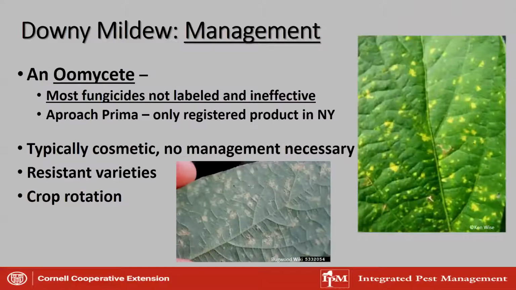The issue with downy mildew is that it's not a true fungus. So a lot of our foliar fungicides don't even work against this. This is considered an oomycete, also known as a water mold. So the only fungicide registered for this in New York is Approach Prima, and it has limited efficacy. But typically, we don't have enough pressure from this disease to warrant any actual applications of fungicides for management anyway. Certain cultivars have varying levels of resistance, and crop rotations will help break that disease cycle as it's overwintering in your field.